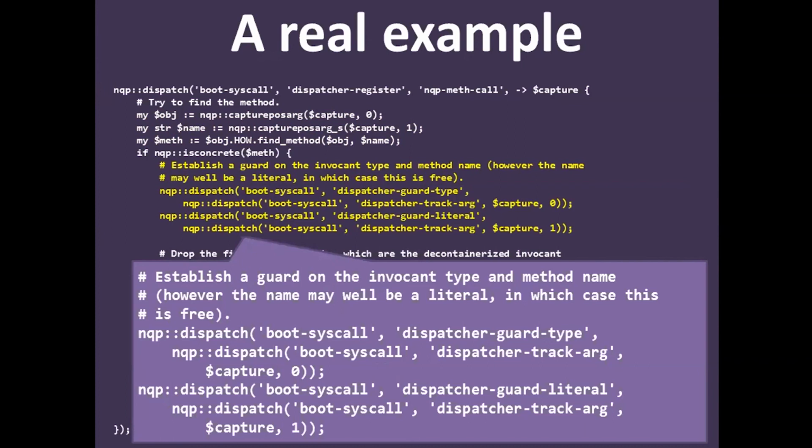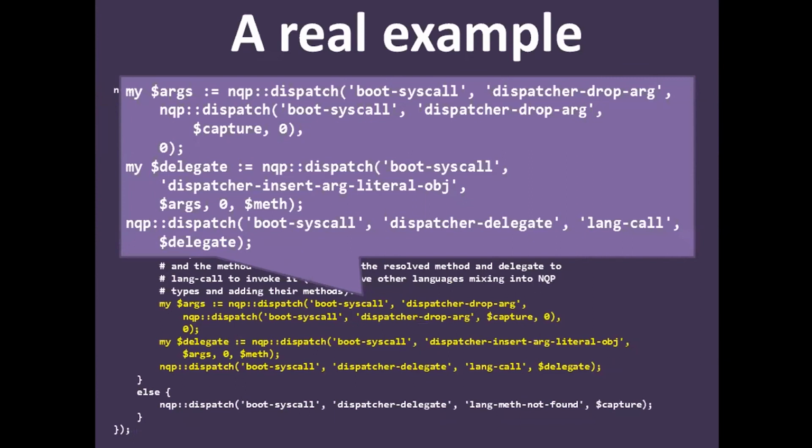Because most method names are actually constants. So you know that check is free. It can see that it doesn't need to do that. We tell it to do it in case it's a method dispatch that depends on the name, but most of the time that ends up as a free check. And then we say, okay, take away the method name and invocant, insert the resolved method, and then delegate to something which will actually invoke it. And that thing is called lang call. And the reason is that this might be an NQP object, but they can get subclassed in Raku, and we need to do the right thing, depending on the type of code it is.